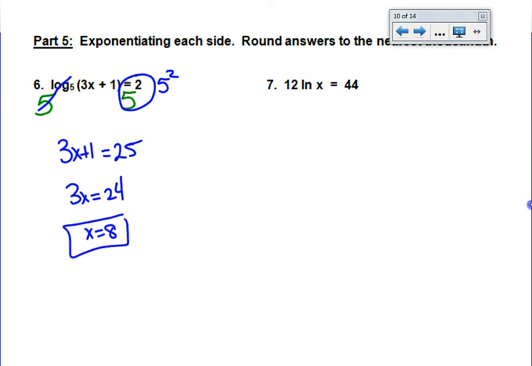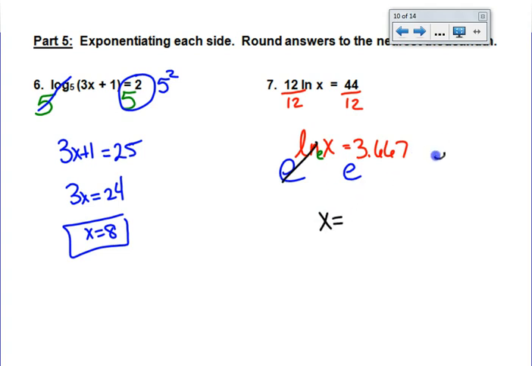Okay, same thing on 7, except before we start number 7, we have to isolate the logarithm. So you're going to divide by 12 on both sides and get a decimal. So you've got the natural log of x equals 3.667. Now the base of a natural log, remember, is an e, we just don't write it. So when I exponentiate this problem, the base I'm going to use is an e. On your calculator, you're going to have to type in e to the 3.667 power, and you get 39.134.